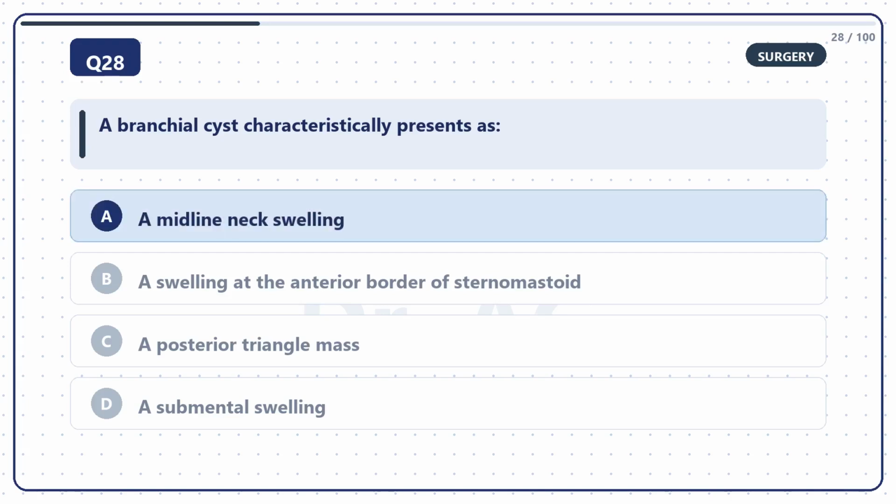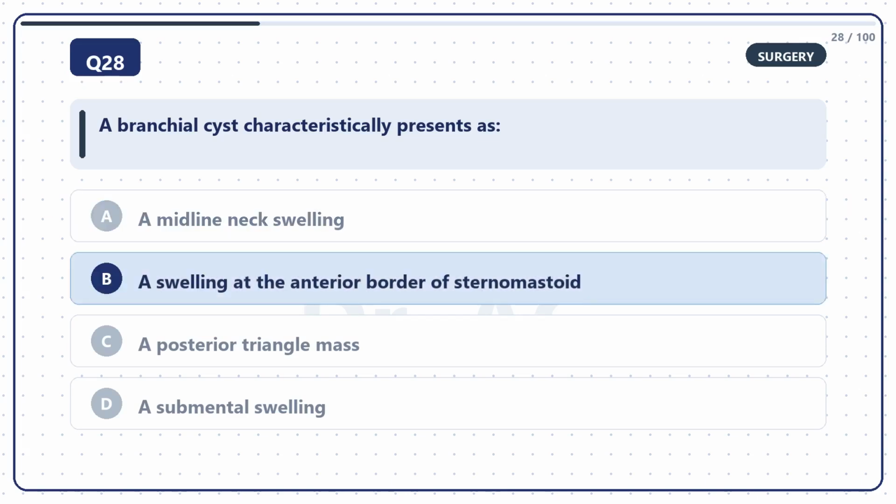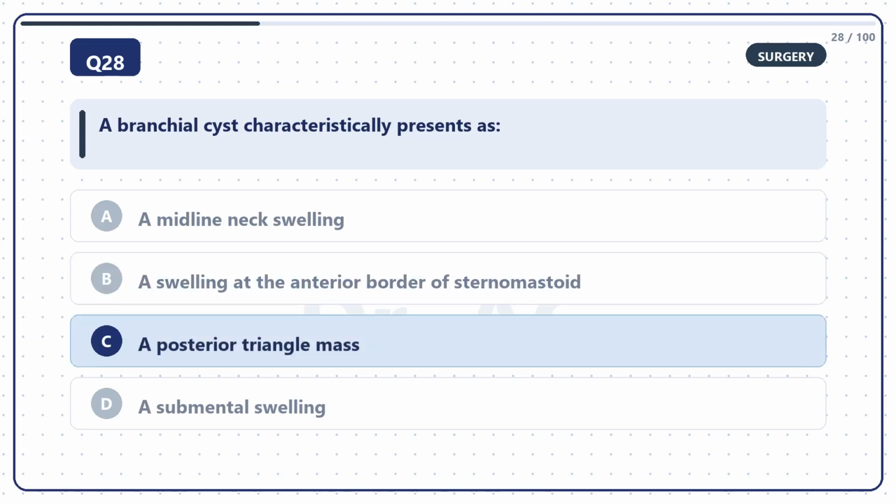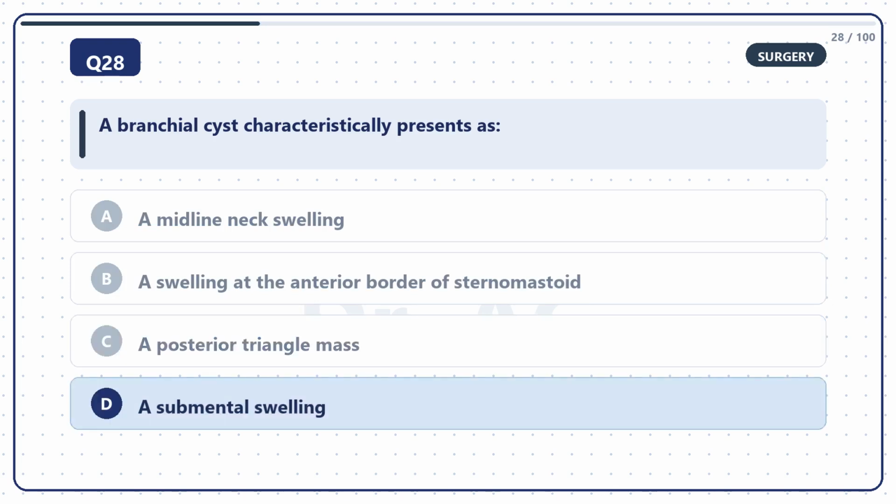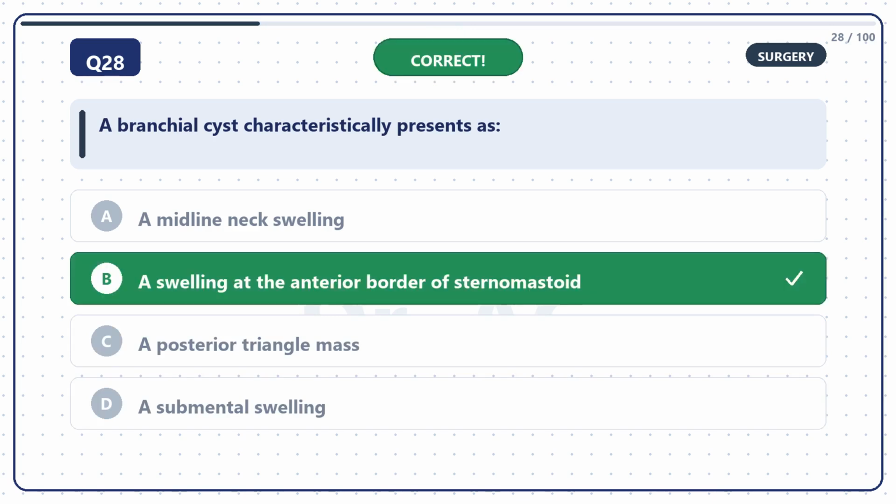A midline neck swelling. Option B. A swelling at the anterior border of sternomastoid. Option C. A posterior triangle mass. Option D. A submental swelling. The correct answer is option B.